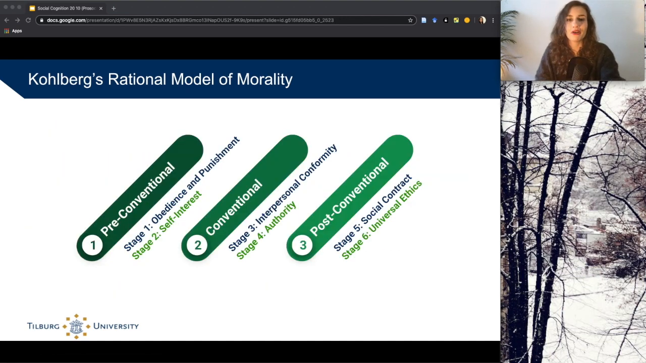What we have in this model is 3 levels, and then each level has 2 substages. The first level is a pre-conventional developmental level. It has the stage of obedience and punishment, and the second stage of self-interest. So you kind of level through. As your development increases, you move from stage 1 to stage 2 to the next level, conventional morality. There we have stage 3, interpersonal conformity, and 4, authority. And then level 3, where we have the post-conventional morality with stages 5, social contract, and 6, universal ethics. So this is just the overview of what this model would capture. But now let's dive in and take a closer look at what these individual levels and stages are actually about.